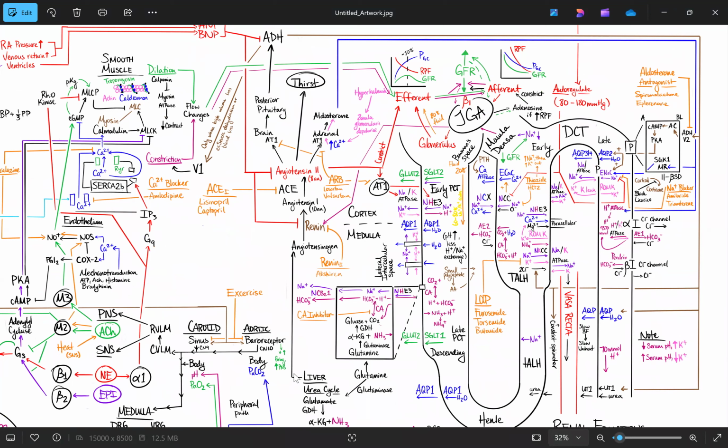So we'll start with this huge mess. If you want to start with efferent, afferent in the glomerulus, if you see that triangle up there, you'll have fluid going from your afferent to your glomerulus to your efferent. 80% of that fluid will go back to the efferent, but 20% of it will be filtered in your nephron.